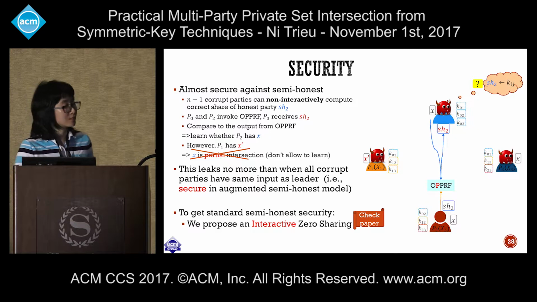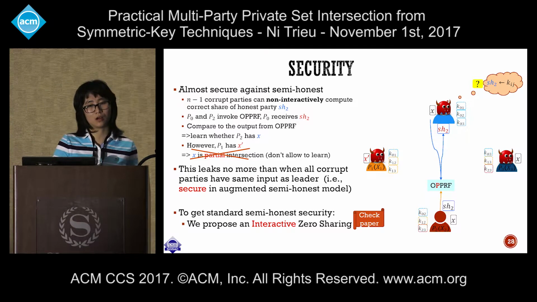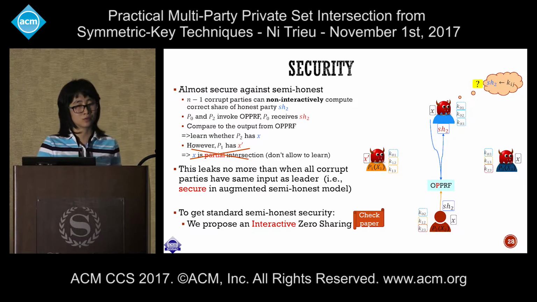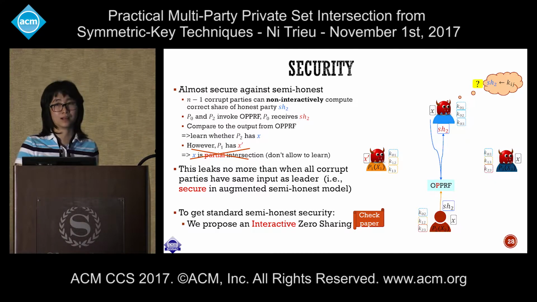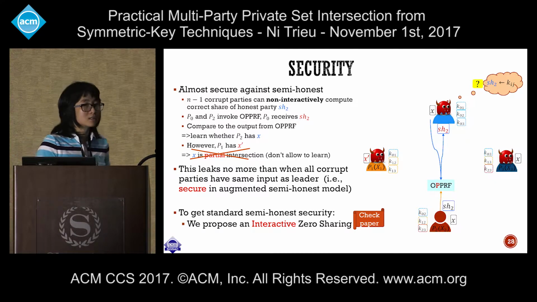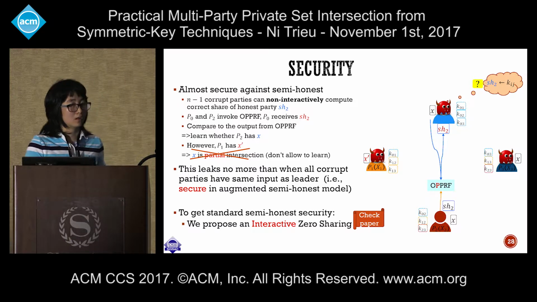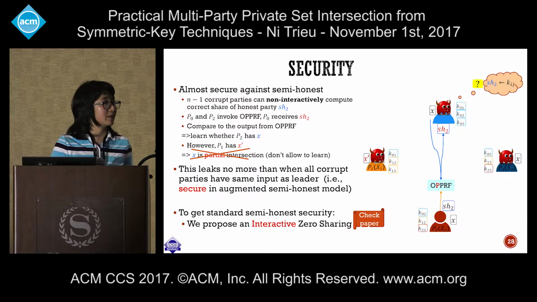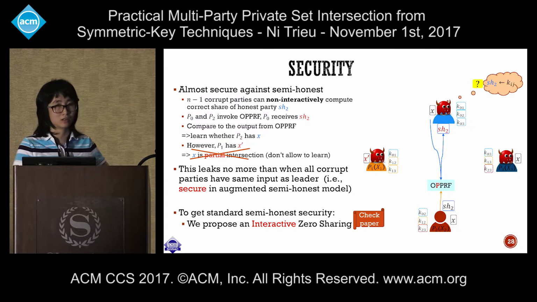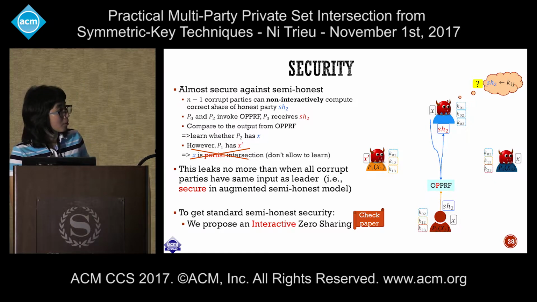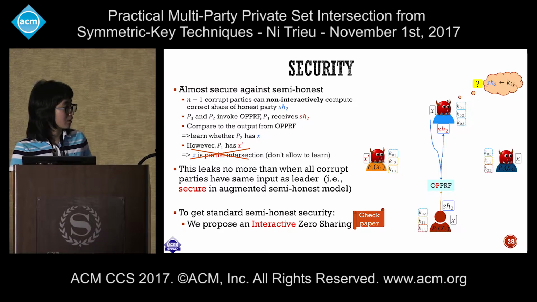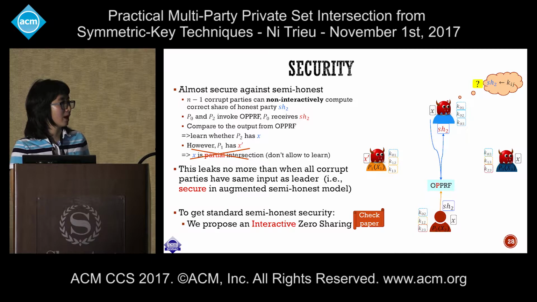So for the security, we guess our protocol is almost secure against semi-honest adversaries, because if n-1 corrupt parties can interactively compute the share of honest parties. So here we have P0, P1, and P2 corrupt. They have all the keys. They can interactively compute the correct share of honest parties, here P2.